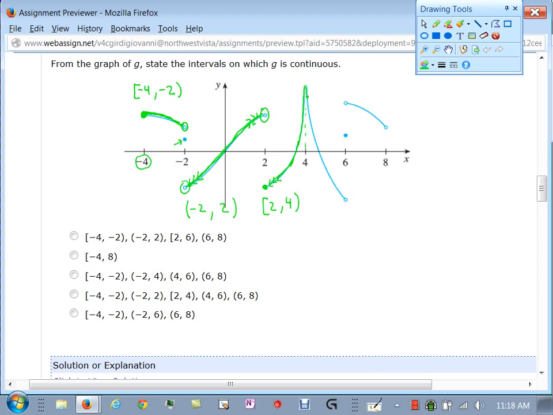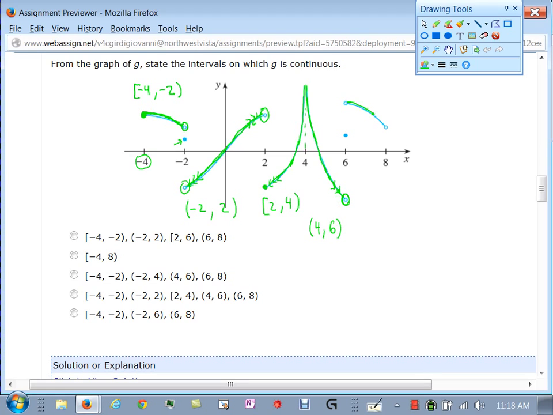And then when I get on the other side of 4, my graph is real nice. I can draw it without picking up my pencil, all the way until I get to 6. And here there's an open hole. So I cannot be left continuous here. So I can't include 6. So I'll say from 4, not including 4, to 6, not including 6.